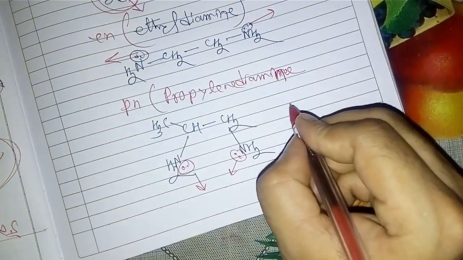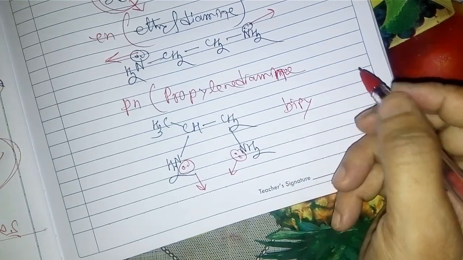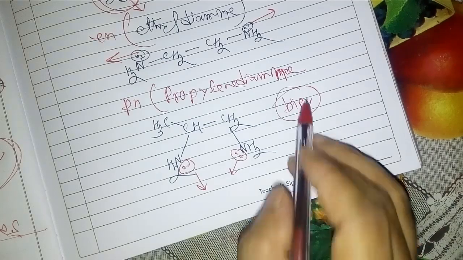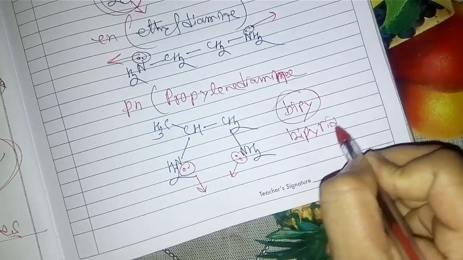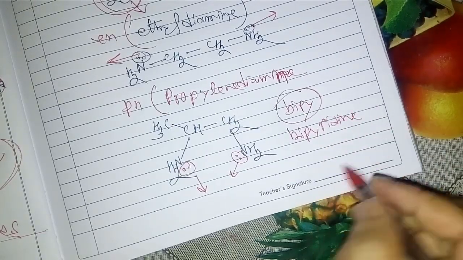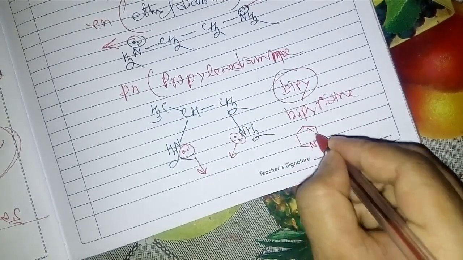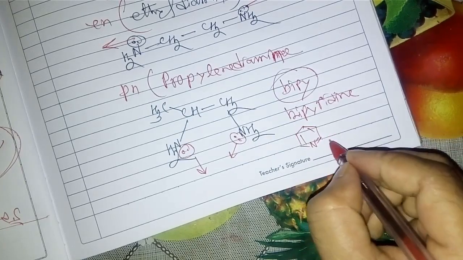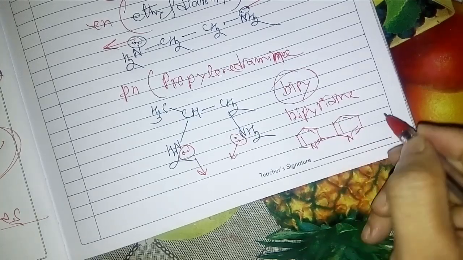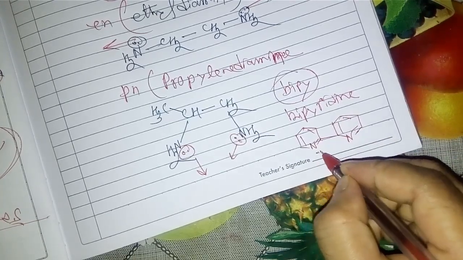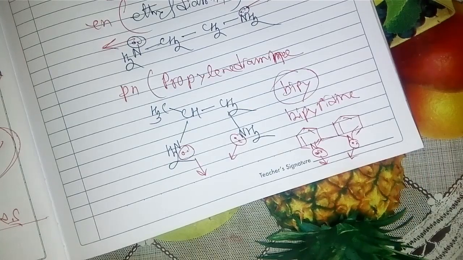Another one is bipy. This one also is a neutral donor or neutral ligand. Bipy means bipyridine. The structure is like this: one pyridine structure here and another pyridine structure. So this is bipy. Two donor sites here.